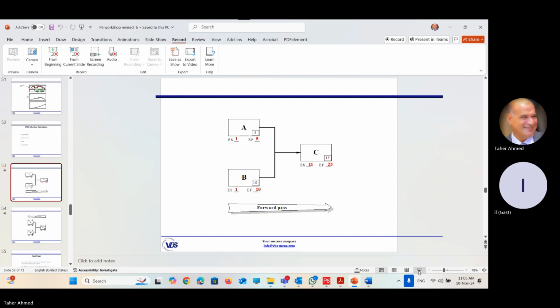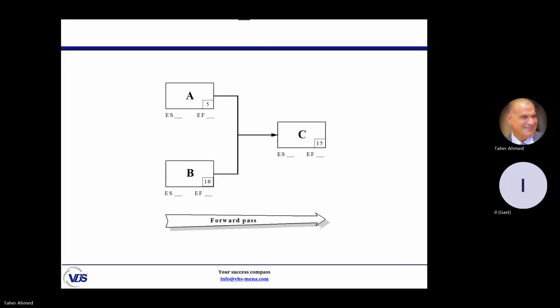Here it is. A and B are the first activities in the project. Can you tell me, Ingo, on which day A and B can start? The first day. So the early start of A and B is the first day. It is logic. Can we apply the formula to calculate the early finish of A? Yes, we can. Early finish equals early start plus duration minus 1, so it is 1 plus 5 minus 1. The early finish is 5.